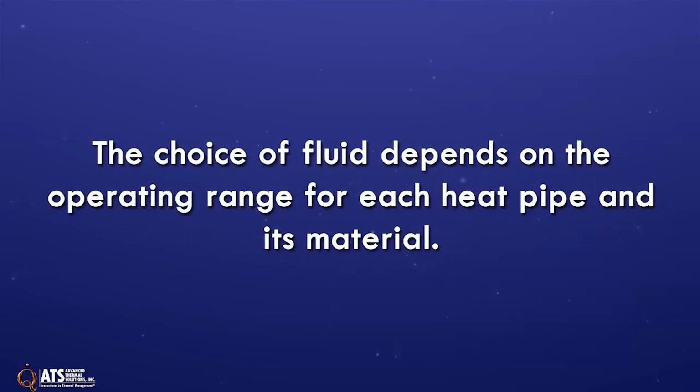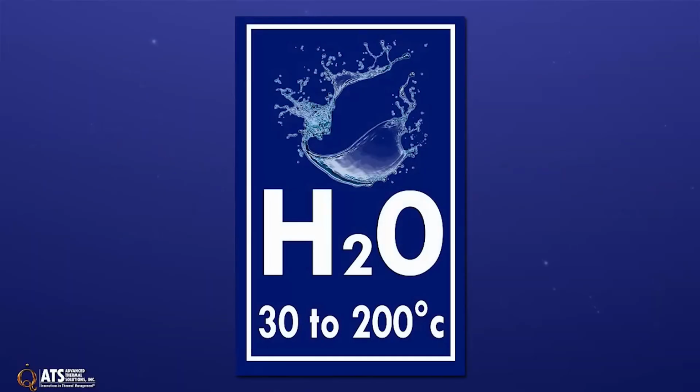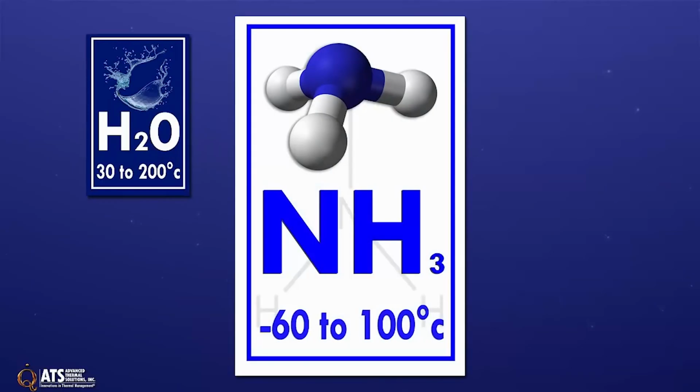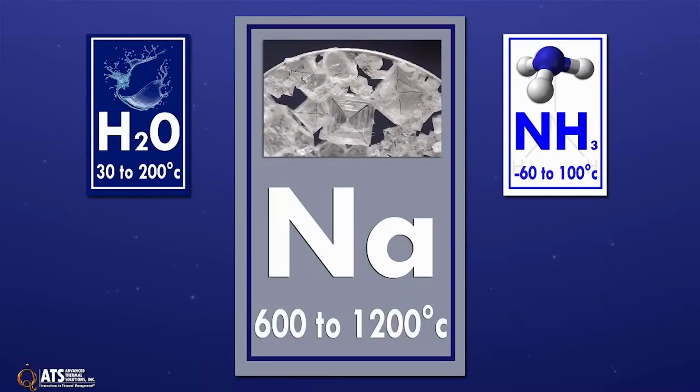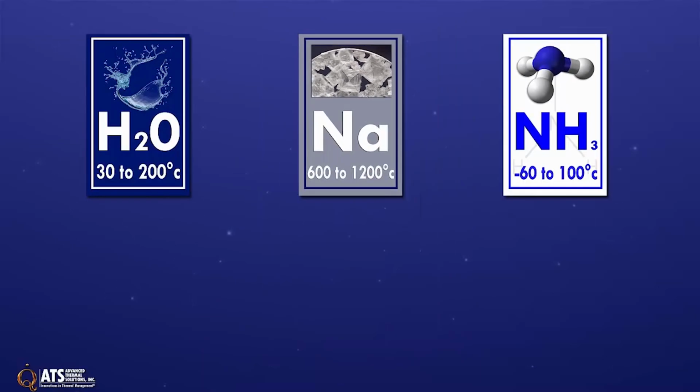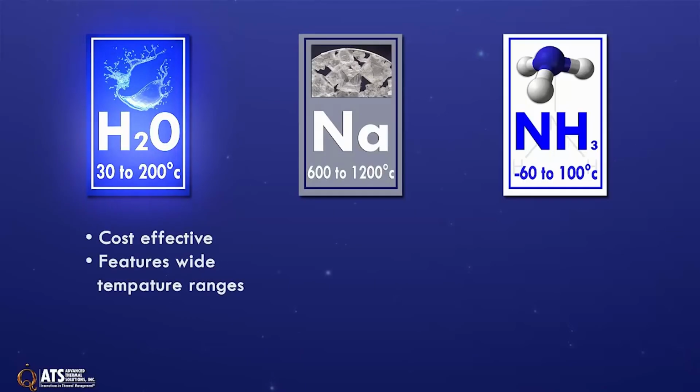The choice of fluid depends on what operating range the heat pipe needs to function in and the metal which the heat pipe is made of. Water has a useful operating range of 30 to 200 degrees C, ammonia has a useful operating range of 60 to 100 degrees C, sodium has a useful operating range of 600 to 1200 degrees C. ATS uses distilled water in their off-the-shelf flat and round heat pipes as it is cost-effective and can be used in a wide temperature range.